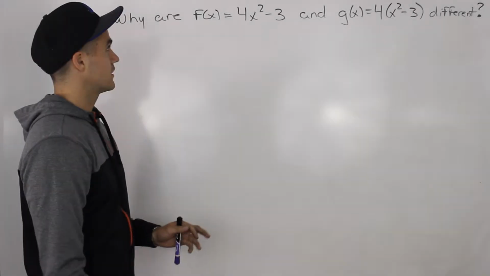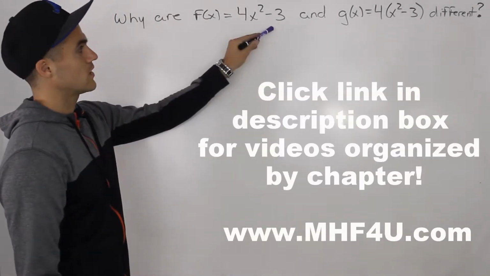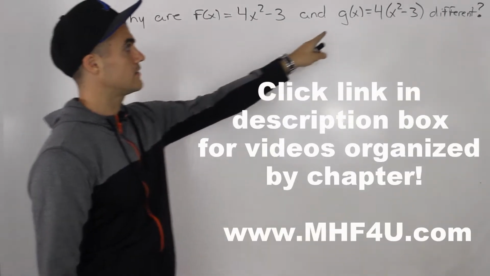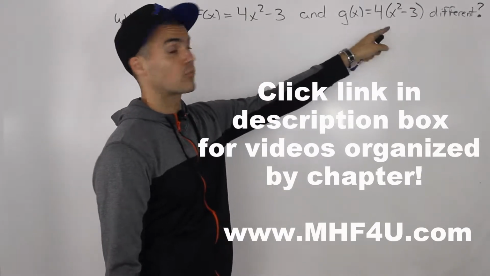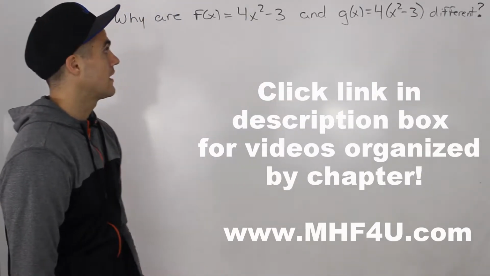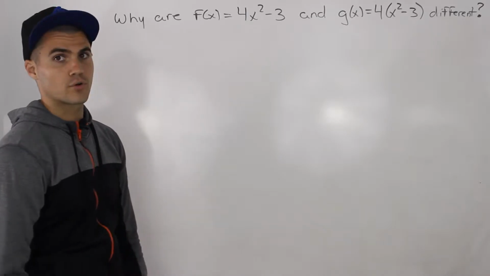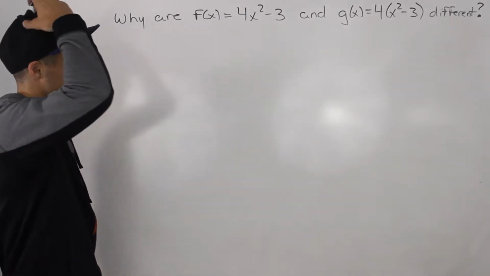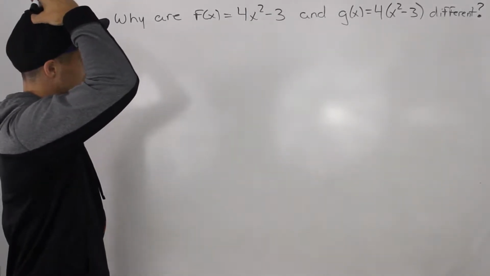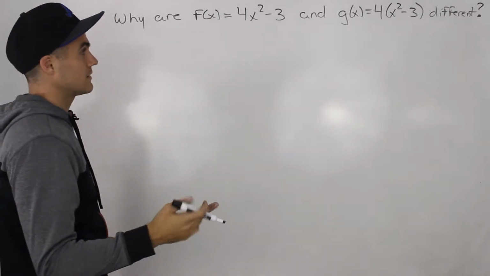In this question, we are given two functions: f of x equals 4x squared minus 3, and g of x is equal to 4 bracket x squared minus 3. And we have to state why they are different. We have to specifically state why they're different. So, not too bad of a question, but it's a little tricky.